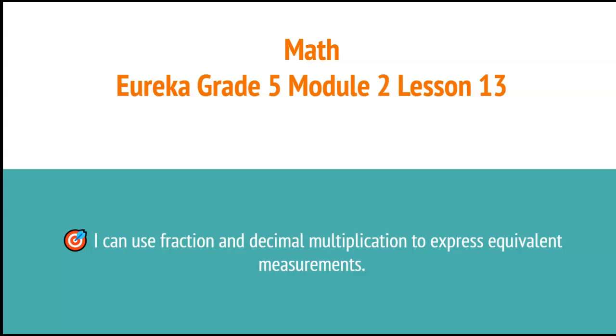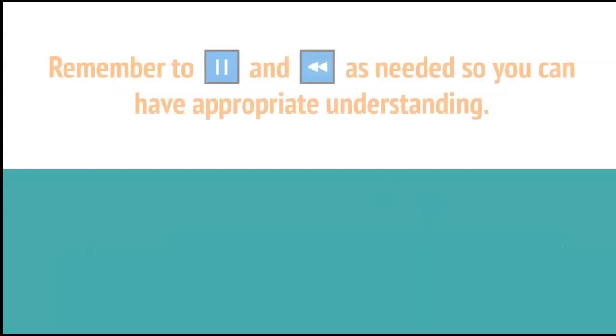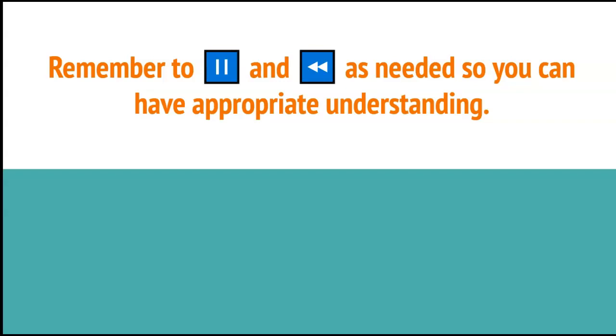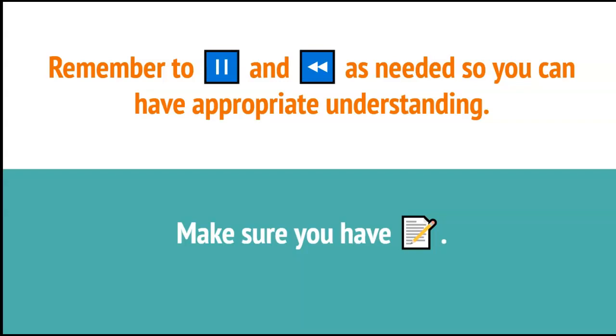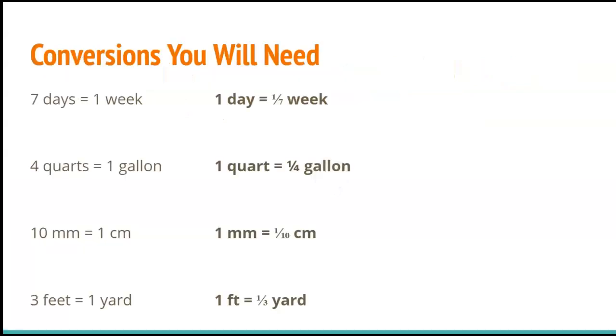Alright friends, so we are here to talk about Eureka Grade 5 Module 2 Lesson 13, or specifically using fraction and decimal multiplication to express equivalent measurements. Of course, make sure that you are pausing and rewinding as you need, so that way you can have appropriate understanding. And of course, make sure you have something to write on and write with. We're going to go ahead and start off with writing something right away.